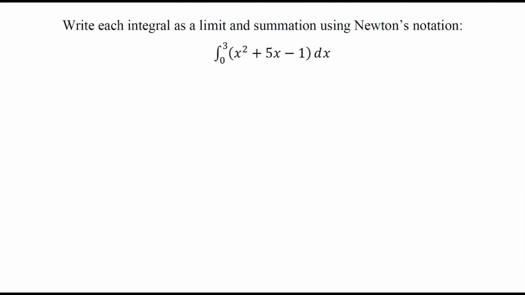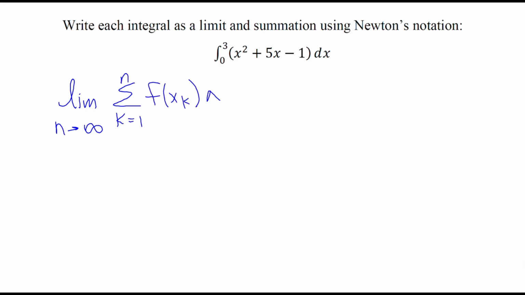All right, our next type of problem here is going to be the ones where we write out these integrals as limits using limits and summations using Newton's notation. So what we need to remember for each and every one of these is that first off, it always starts out as a limit as n approaches infinity of the sum from k equals 1 to n of f of x sub k times delta x. That's what we get as a limit in a summation if we use a right rectangular approximation with an infinite number of rectangles underneath it.